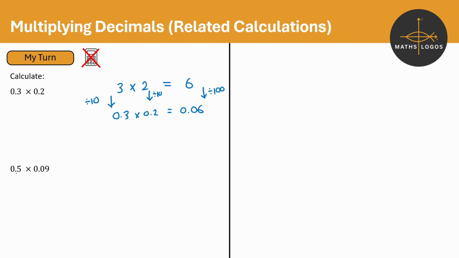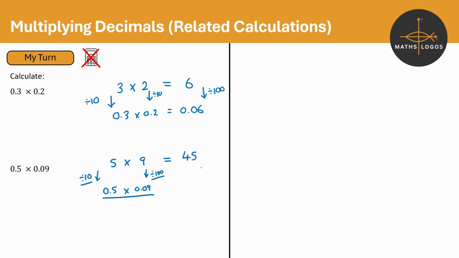In the second example, I've got 0.5 multiplied by 0.09. I know that I will look at the calculation 5 multiplied by 9, which is 45. And then I'll see what did I do to each number. Well, how do I go from 5 to 0.5? I divide by 10. And to go from 9 to 0.09, I divide by 100. So this calculation that I've got is actually 10 times smaller, followed by 100 times smaller than the calculation above.